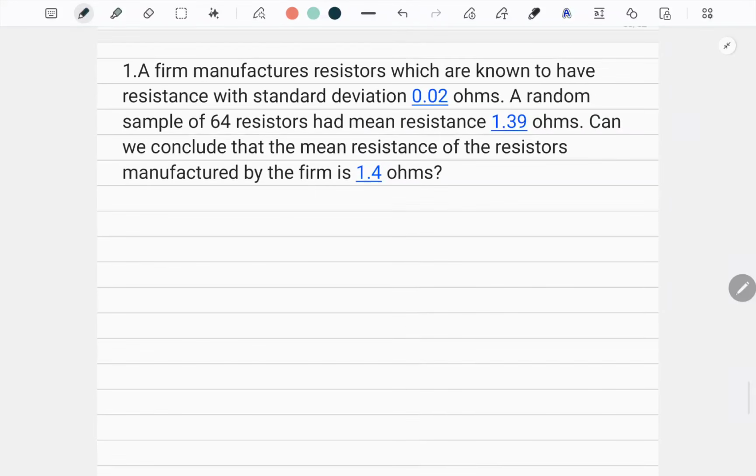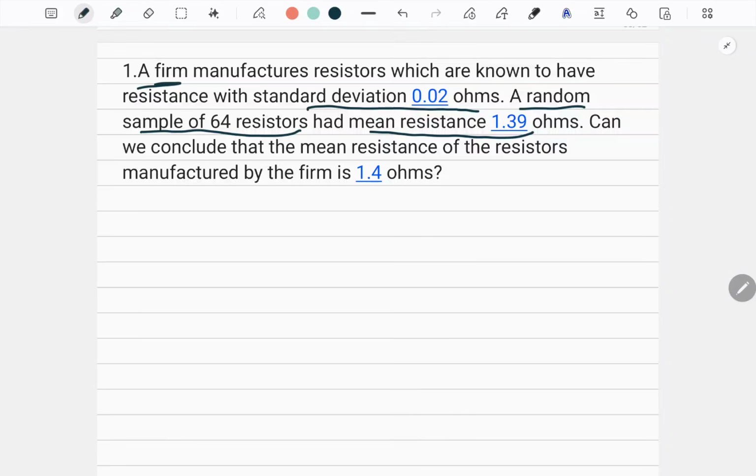Now try to understand, gather the information, and then we will decide which formula is to be applied. See, a firm manufactures resistors which are known to have resistance with standard deviation 0.02 ohms. So they are talking about one firm, right? A random sample of 64 resistors had mean resistance this. Can we conclude that the mean... see, first of all the word mean came, which means it belongs to either the first case or the second case. Now they are telling us there is a firm and you have picked up a sample out of it. So it is population versus sample.